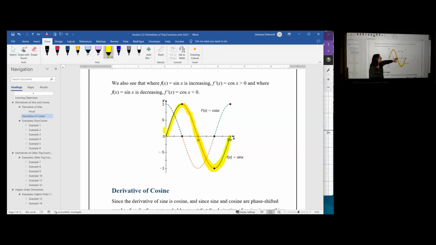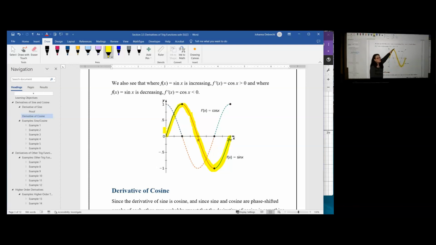Notice that it is concave down between 0 and pi, and concave up between pi and 2 pi. Also notice that it has a relative maximum of 1 here at the value of pi over 2. Because that's a maximum, in the graph of the derivative, we'll have an x-intercept directly below it at pi over 2. It also has a minimum value of negative 1 at 3 pi over 2, which again corresponds to an x-intercept on the graph of the derivative.